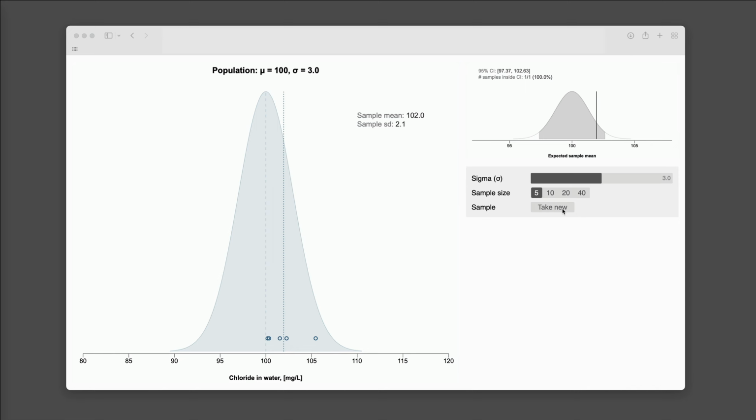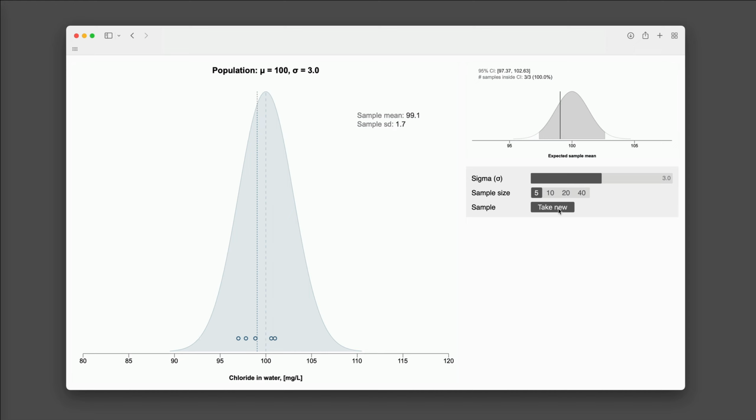If I take a new sample, for example this one, you can see now we have an opposite situation. Now the average is smaller than the population average. The sample average is smaller than the population average, you can see it here. And this time the standard deviation is pretty close, right?